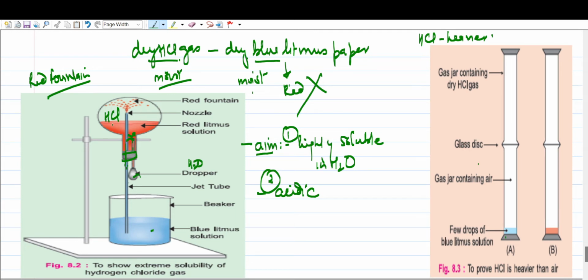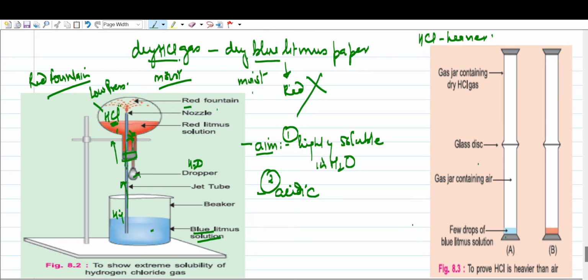So what will happen? The hydrogen chloride gas will dissolve in water, with the result that low pressure is created. There will be low pressure inside and high pressure outside, so the liquid will rise up. Not water, sorry, the blue litmus liquid will rise up. As soon as it comes in contact with HCl gas, which is an acidic gas, it will immediately change into a red fountain. So this is the red fountain test.